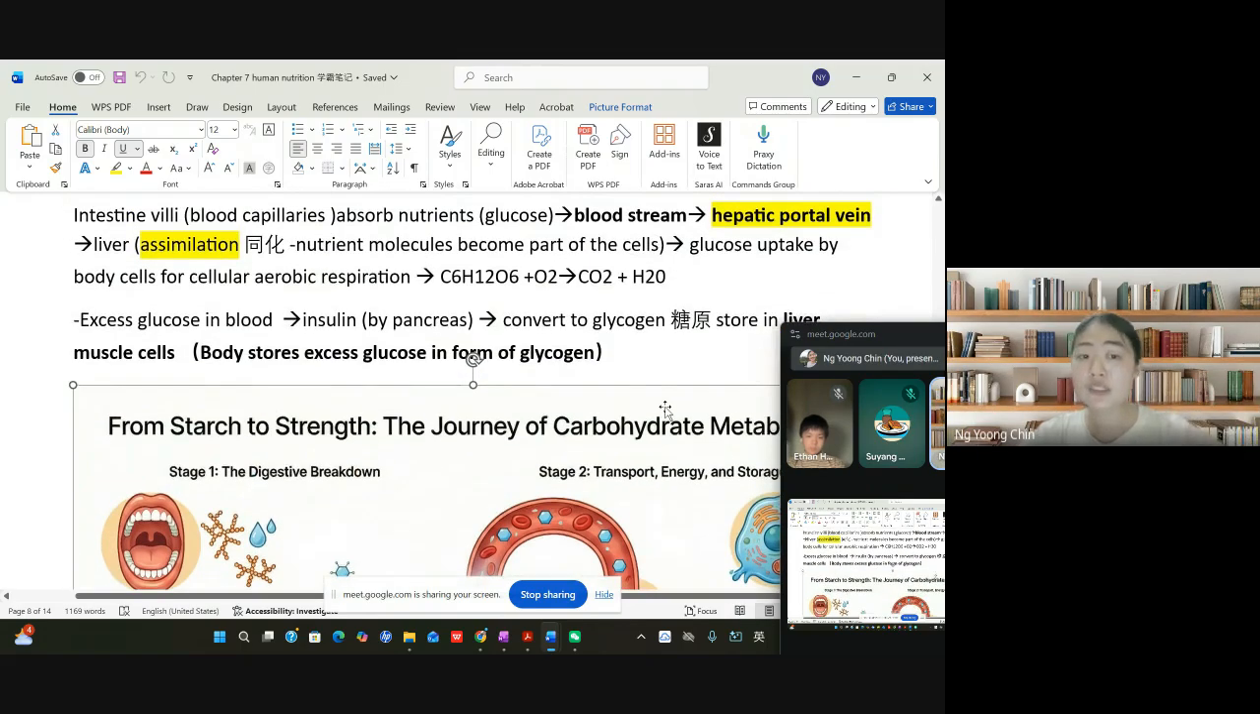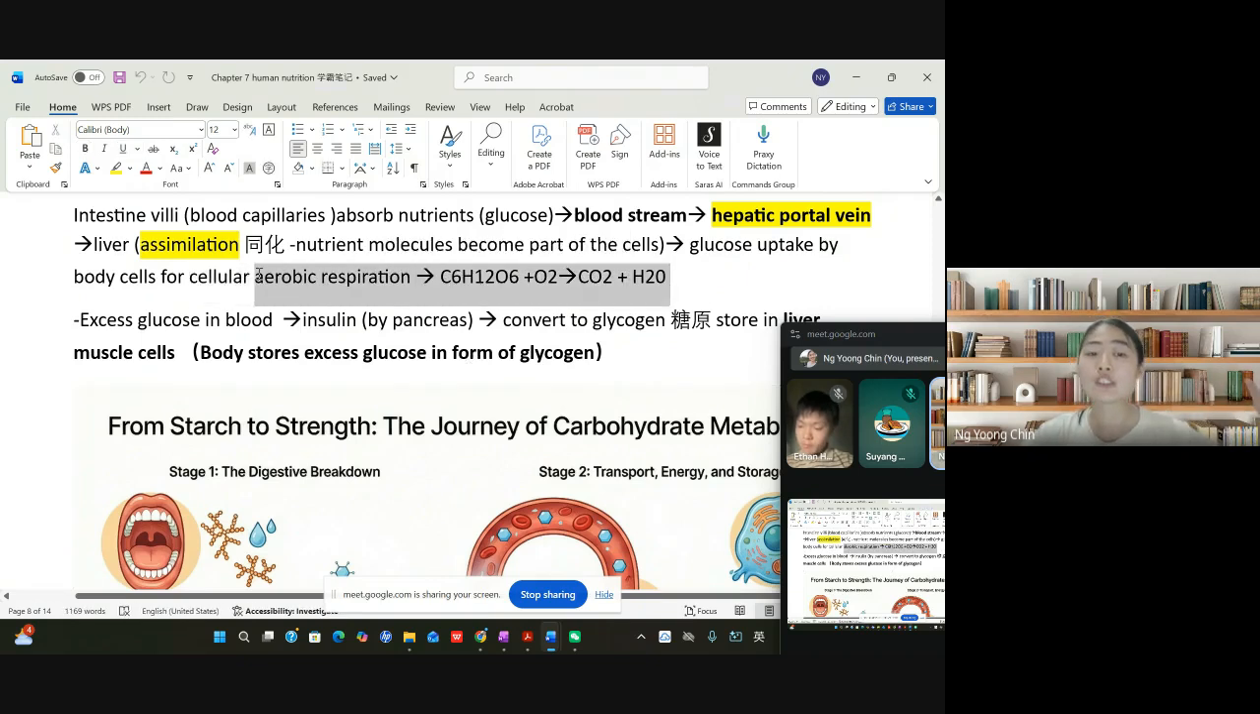So how can they do the assimilation? A lot of students feel very confused. What is actually assimilation? Assimilation is when a nutrient molecule becomes part of the cell. So once the glucose enters the liver, it can get into the liver cells, so the liver cells can take up the glucose. Or the glucose can diffuse into the bloodstream and be taken up by other body cells, because body cells require glucose to do what? To do cellular aerobic respiration, which is this one. Remember the equation.